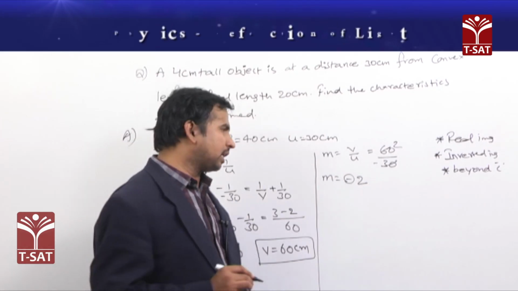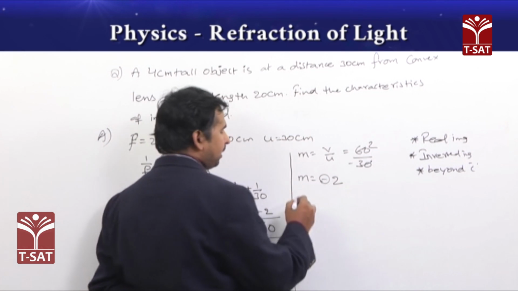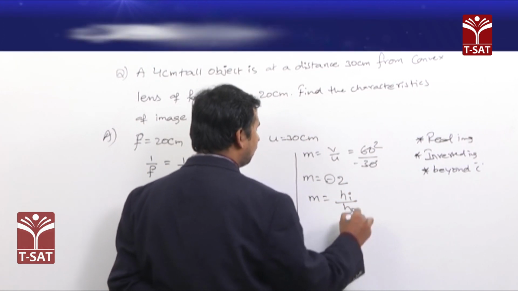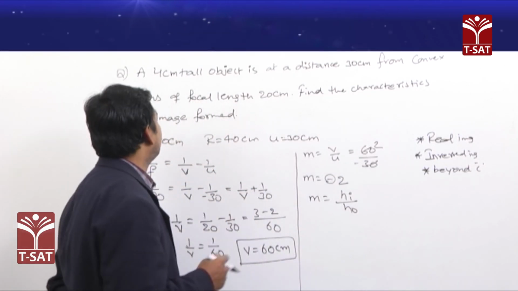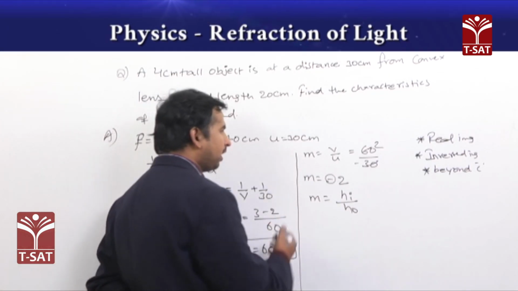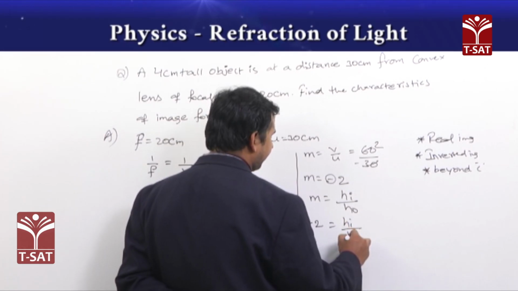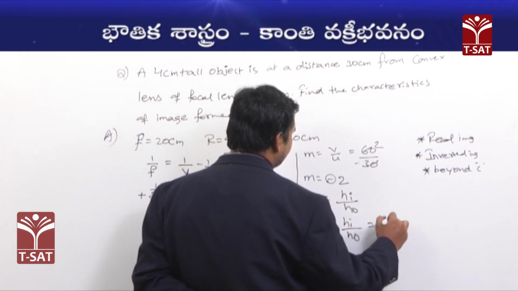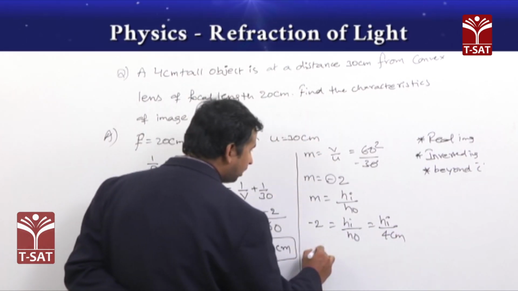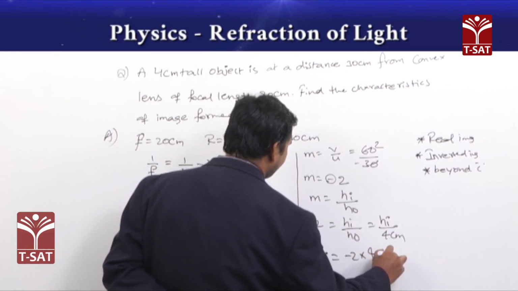Now, as m is equal to minus 2, m is equal to height of the image by height of the object, because the heights are given. The object height is 4 centimeters. Then minus 2 is equal to height of the image by 4 centimeters. So the height of the image becomes minus 2 times 4 centimeters.